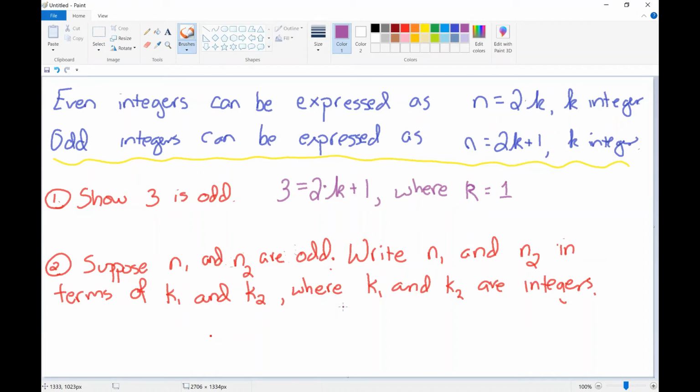Okay, well, let's just follow the definition. We'll say that n1, since it's odd, I can write it as 2 times k plus 1. Well, they told me to write it in terms of k sub 1, so let's do it. I'll use 2 times k sub 1 plus 1. And then n sub 2, we could write that as 2 times k sub 2 plus 1.